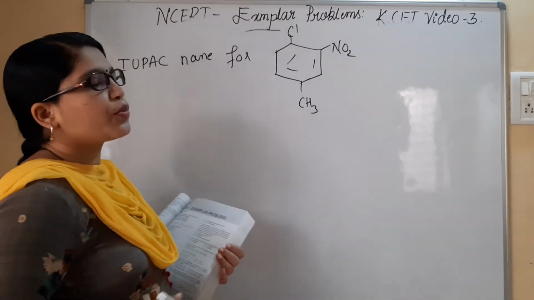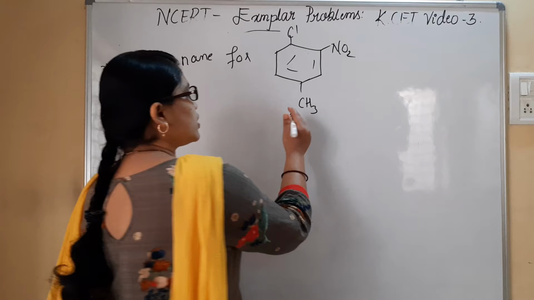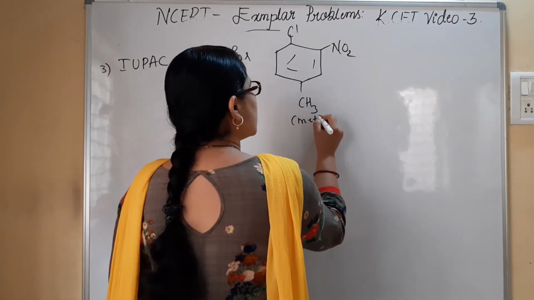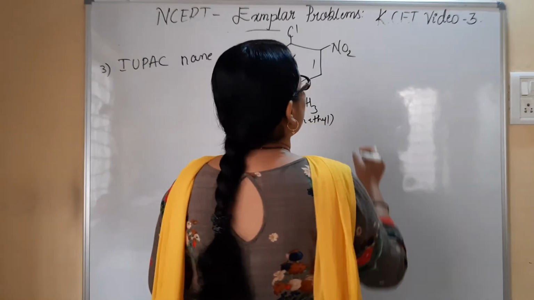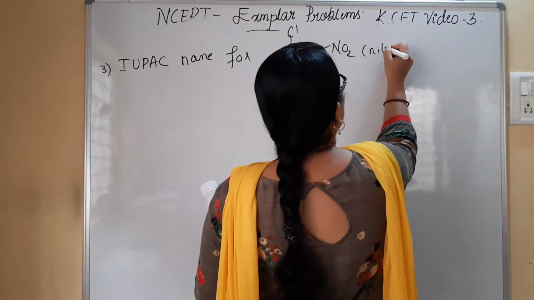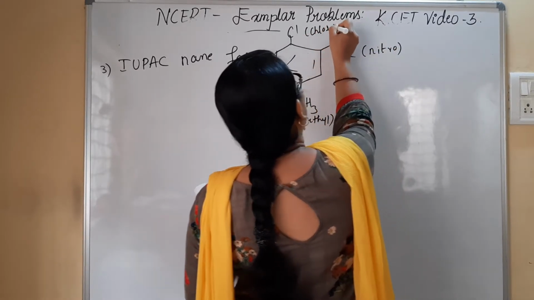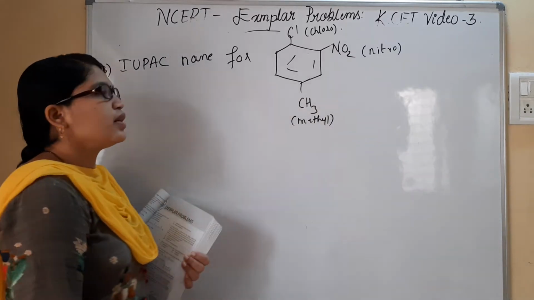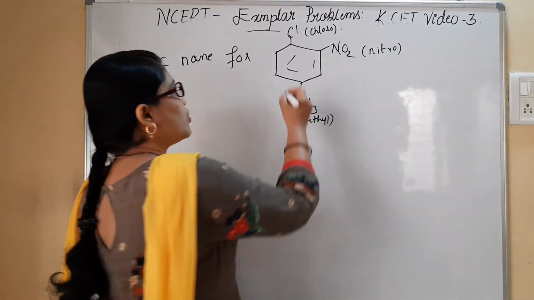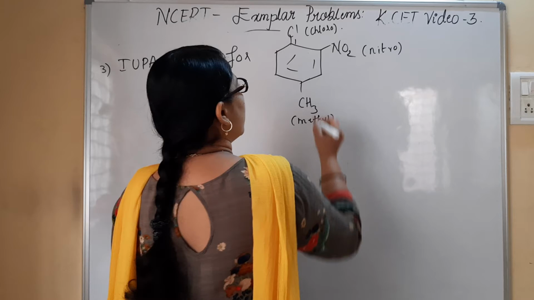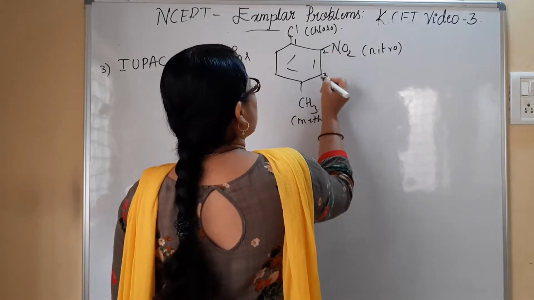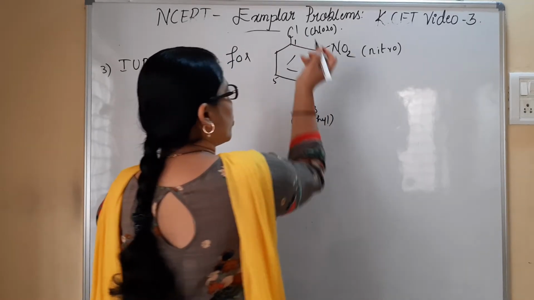How are we supposed to name this one? If you consider, this is a methyl group, whereas this is nitro and this is chloro. Priority wise, C comes first, so we have to give number 1, this is number 2, this is number 3, 4, 5 and so on it goes.